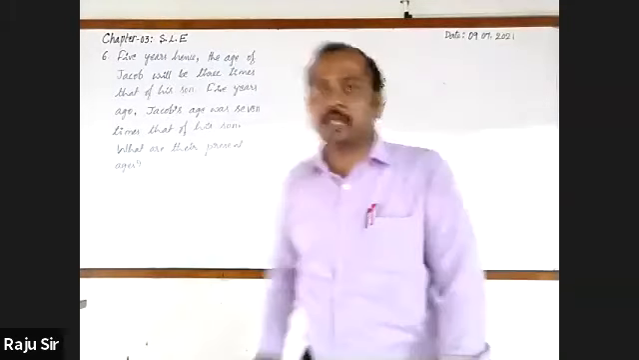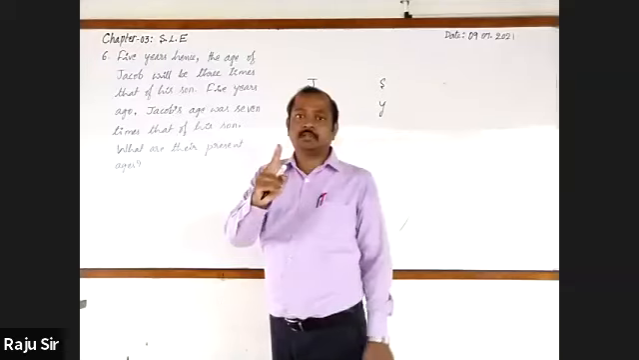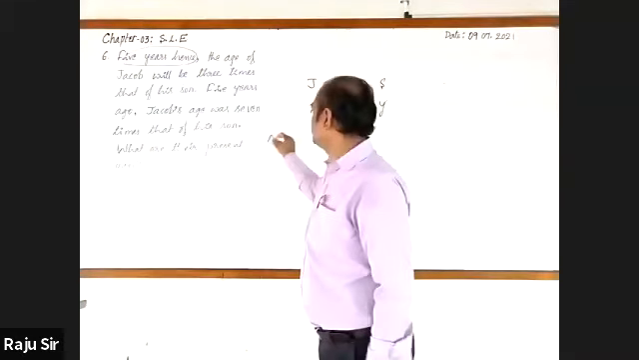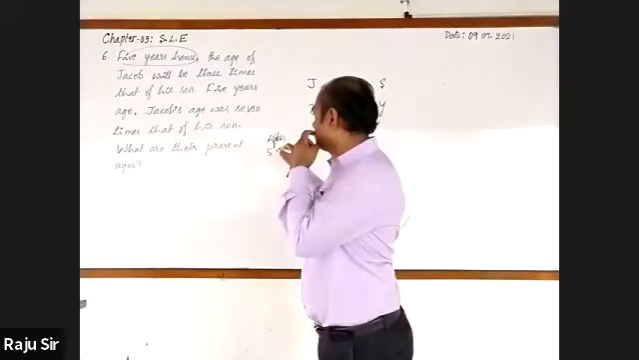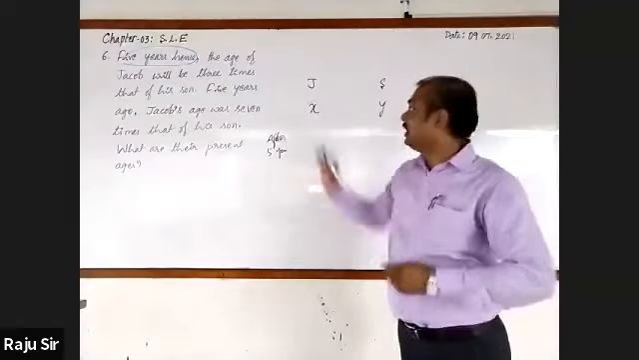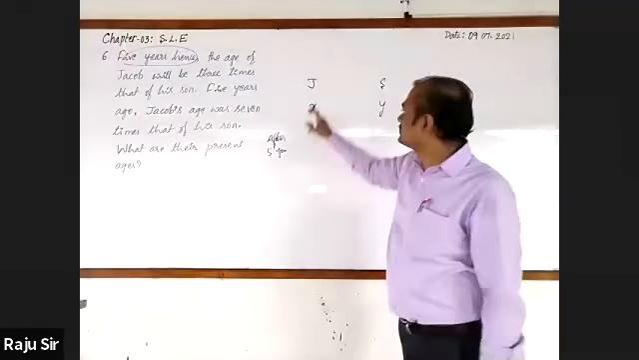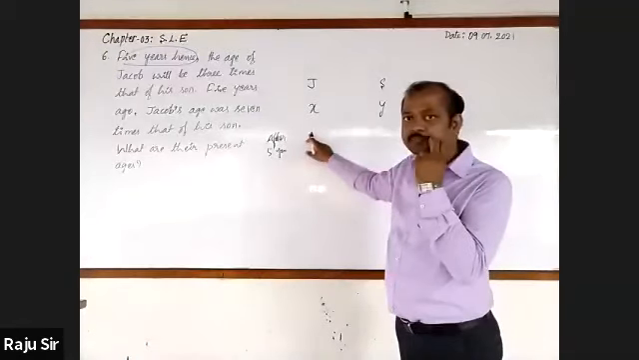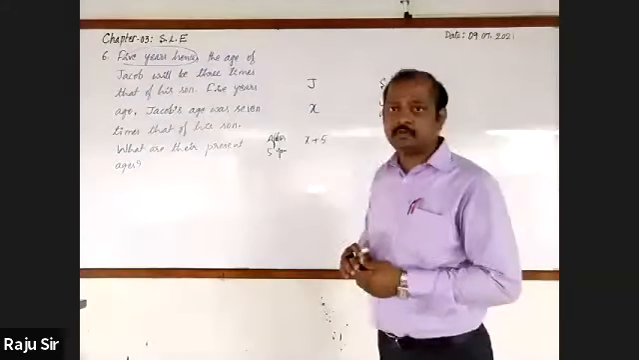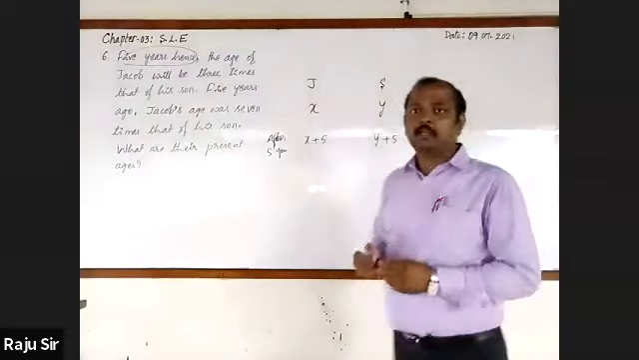Are you following? Okay. There are 2 situations. One is hence, that means after 5 years. At present, we know their ages. What is their age after 5 years? The age of Jacob after 5 years is X plus 5, adding 5 years. And son's age will be increased by 5 years.